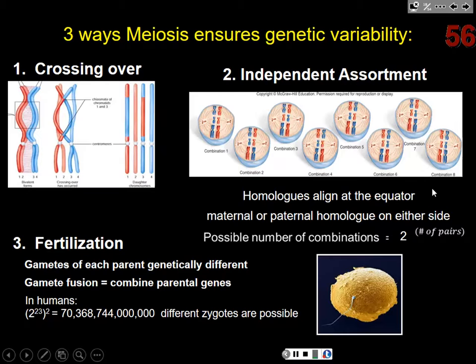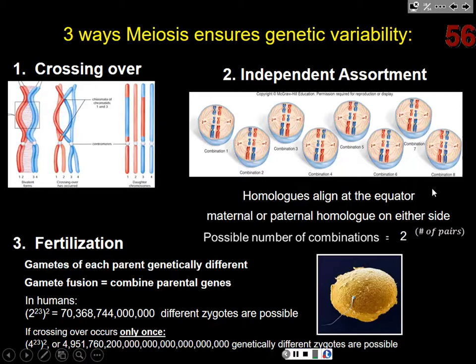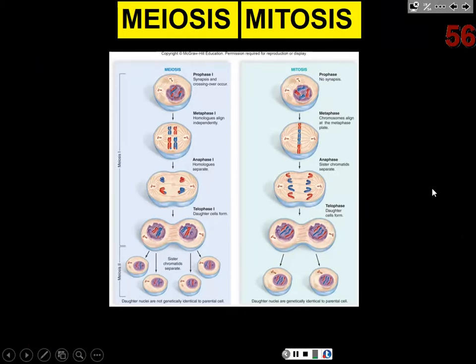Okay? One crossing over event, just one, from one of the parents. Okay? One crossing over event changes that number to that. So, are there ever going to be any 2 humans ever alike? Ever? No.